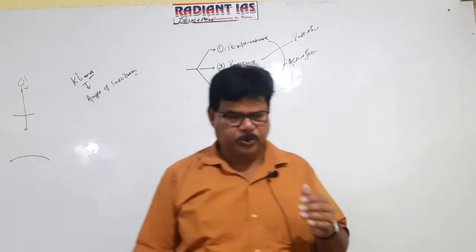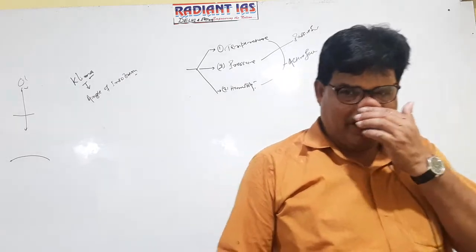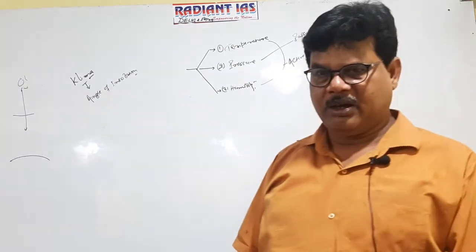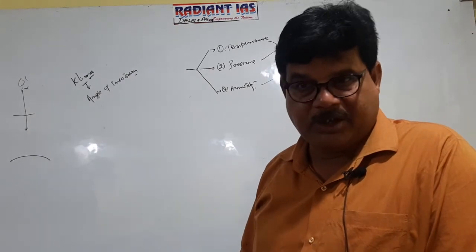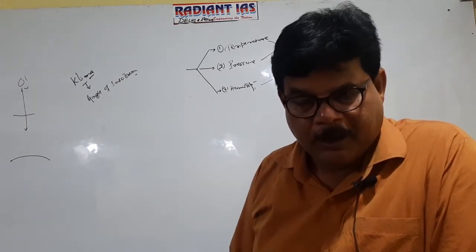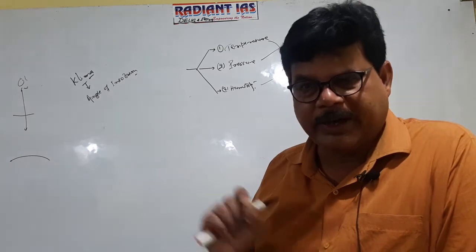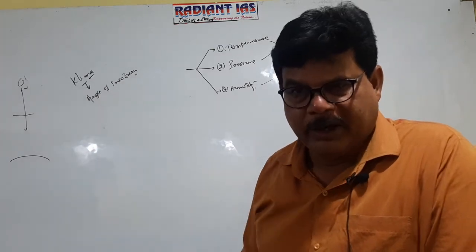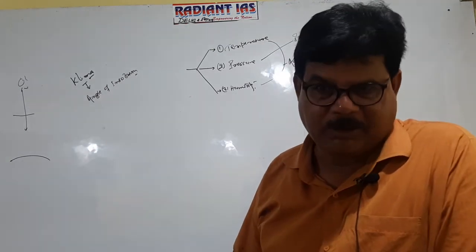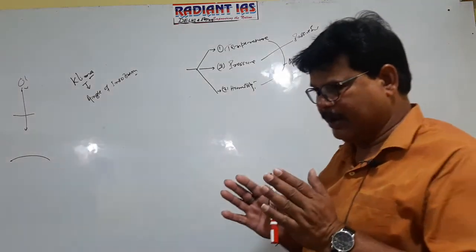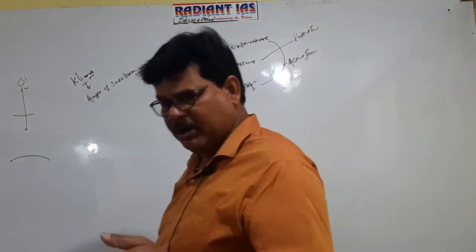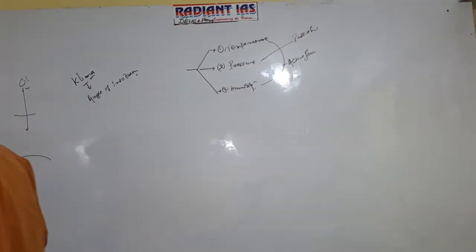If temperature is very high and rainfall is very high, then equatorial type of climatic condition will prevail. Is it clear now? If temperature is moderate and rainfall is also moderate, then temperate type of climatic condition will prevail. Getting it now? Okay?